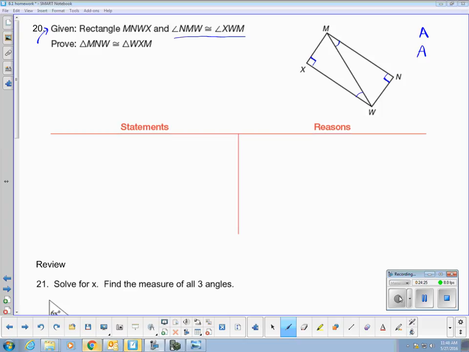And then I notice once again in this drawing that these two triangles share a common side. So this side MW in the triangle on the left is congruent to side WM in the triangle on the right. So we have a pair of sides that are congruent. So it looks like these two triangles are congruent by angle, side. So now I just need to list all three of these in my proof. So let's begin with knowing that we have a rectangle.